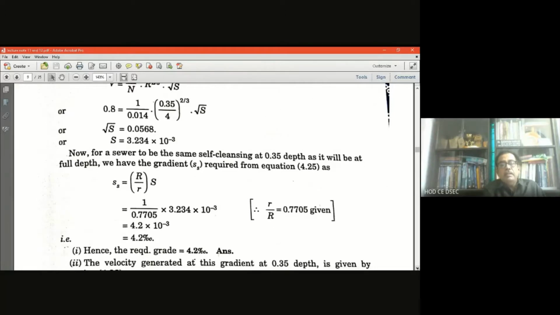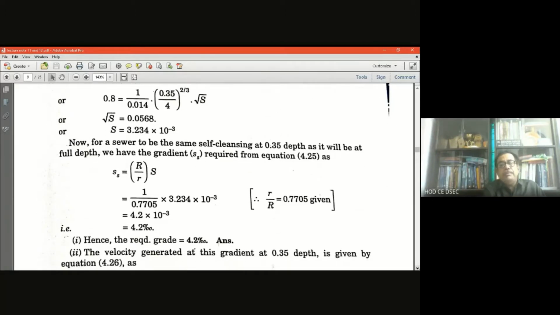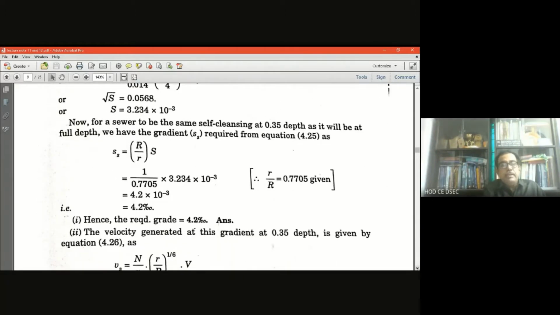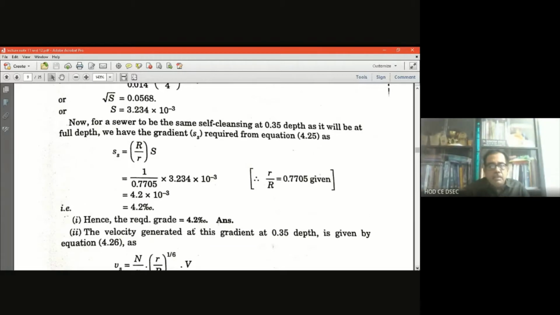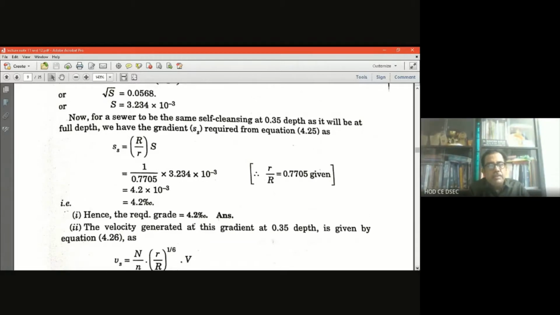Considering that the self-cleaning velocity at 0.35 meter depth will be at full depth, then only we can apply this small s by S is equal to capital R by small r into S. We have to take care of this expression, which I have shown you in my earlier lecture also. So the small s means the gradient, that is the slope of that sewer, which is the partial flow design consideration, that is 0.35 times of that we have found out.